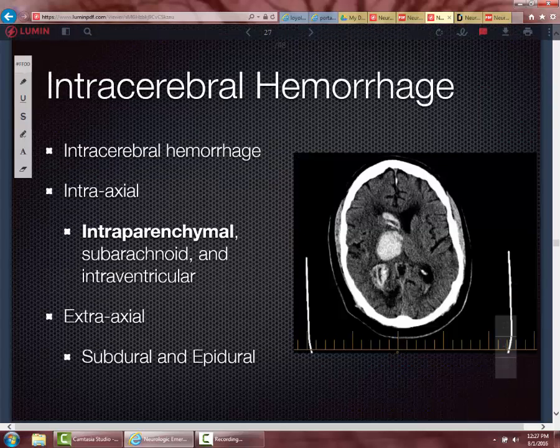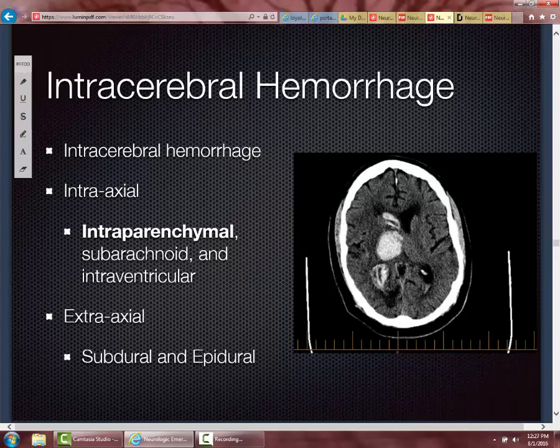So we're going to talk a little bit about intracerebral hemorrhage. This is this patient's scan. He has a hematoma in the thalamus that extends intraventricularly. And when you talk about intracerebral hemorrhage, it's all about location. Okay, so the first thing is you want to know if it's intraaxial or extraaxial, and within those, what is it? So extraaxial hemorrhages would be like subdurals and epidurals.